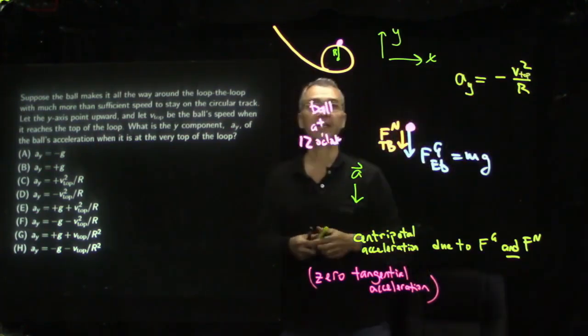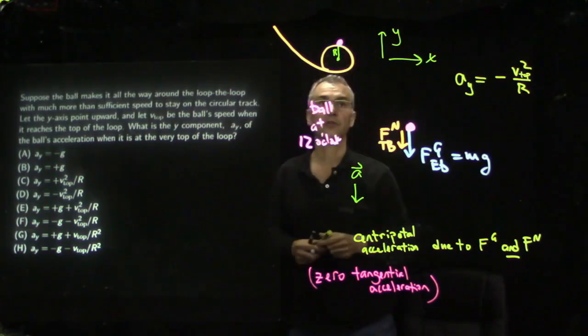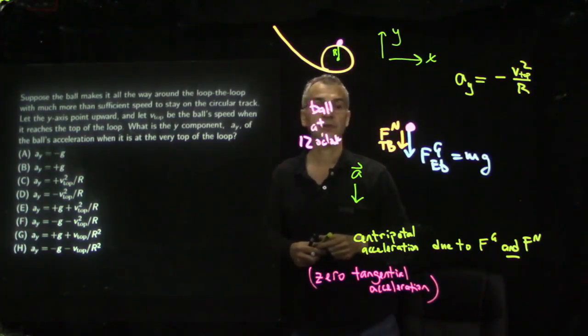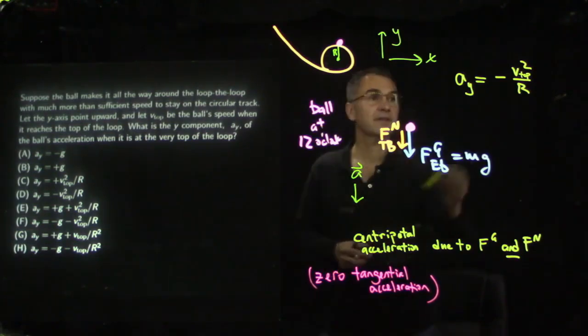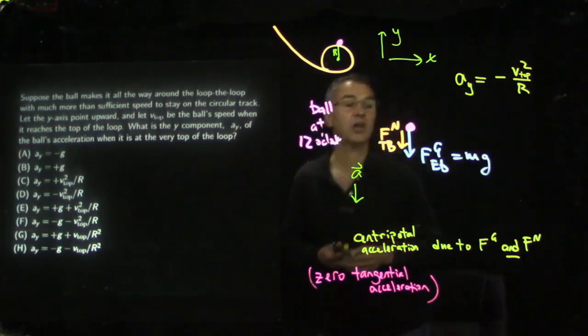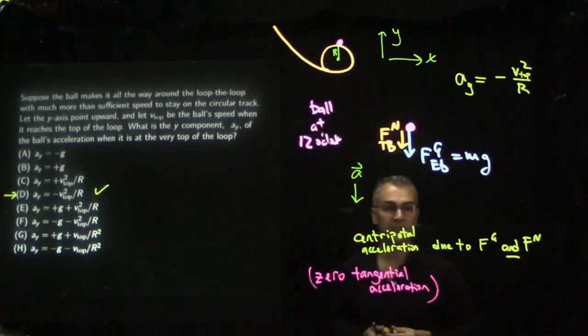because in order to keep moving in this circle of radius r, there must be a force toward the center of the circle, which is centripetal, toward the center of the circle, whose magnitude is v squared over r. And because we defined the y-axis to point up, then this must point down, so a sub y is minus v top squared over r. So I think I like answer D here, delta.